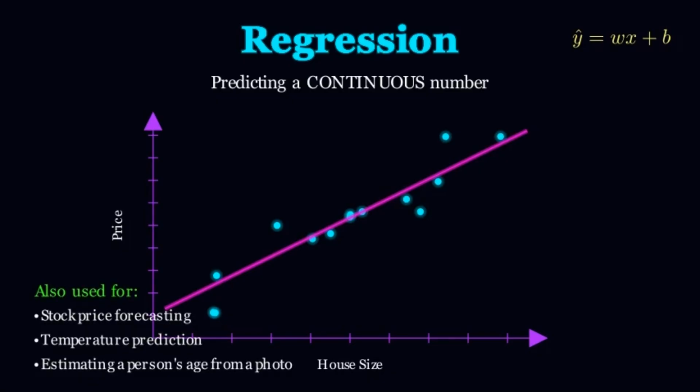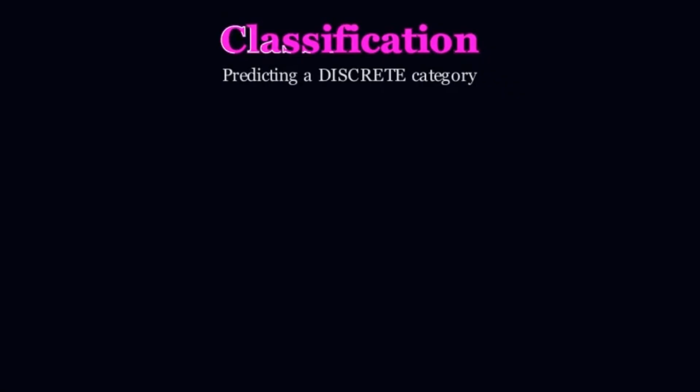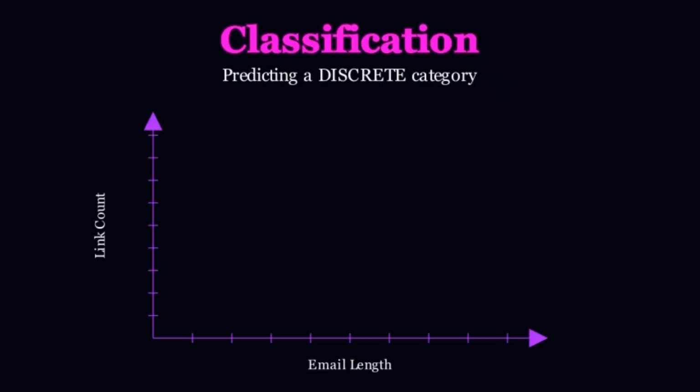Regression shows up everywhere. Forecasting stock prices, predicting tomorrow's temperature, or estimating someone's age from a photo. Now let's flip to classification. Instead of predicting a number, classification predicts a category, a discrete label from a fixed set of options.